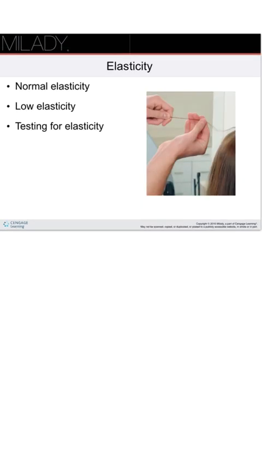Elasticity is the hair's ability to stretch without breaking. Normal elasticity is hair that you can easily pull and see some stretch without the hair breaking. Low elasticity means that as you pull the hair, it's going to break very easily. You will want to test the hair for elasticity by grasping the strand of hair between two fingers and pulling on it with some degree of tension. If the hair breaks very easily, you will know that it does not have a high level of elasticity.